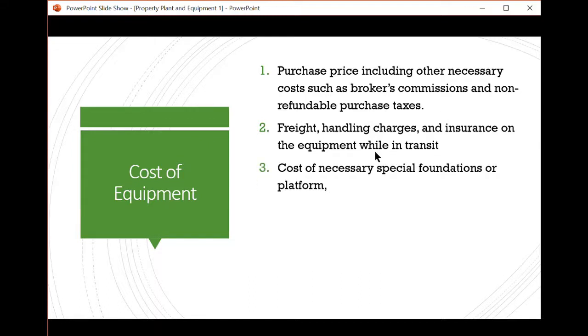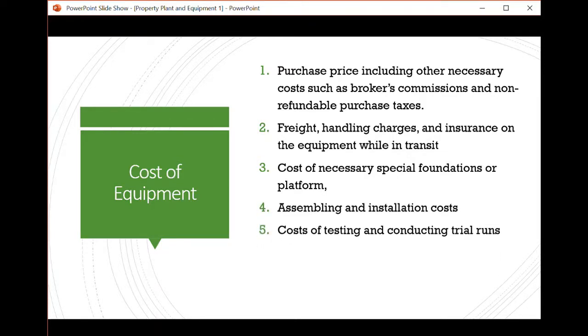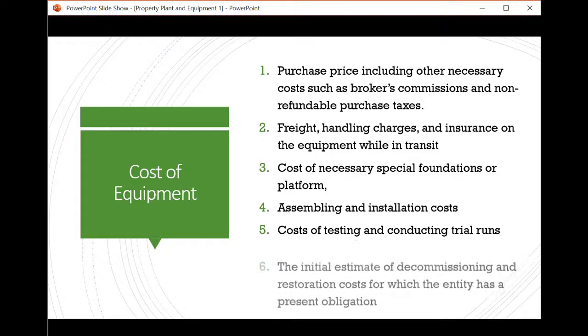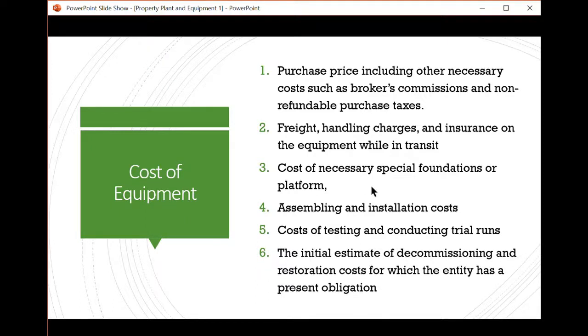And then you have cost of necessary special foundations or platform because there are certain machines nga kinahanglan nimo siyang ibutang sa usa ka certain nga stationary nga butanganan. So kinahanglan siya og platform. Then assembling and installation costs, cost of testing and conducting trial runs. Then initial estimate of the commissioning and restoration cost for which the entity has a present obligation.